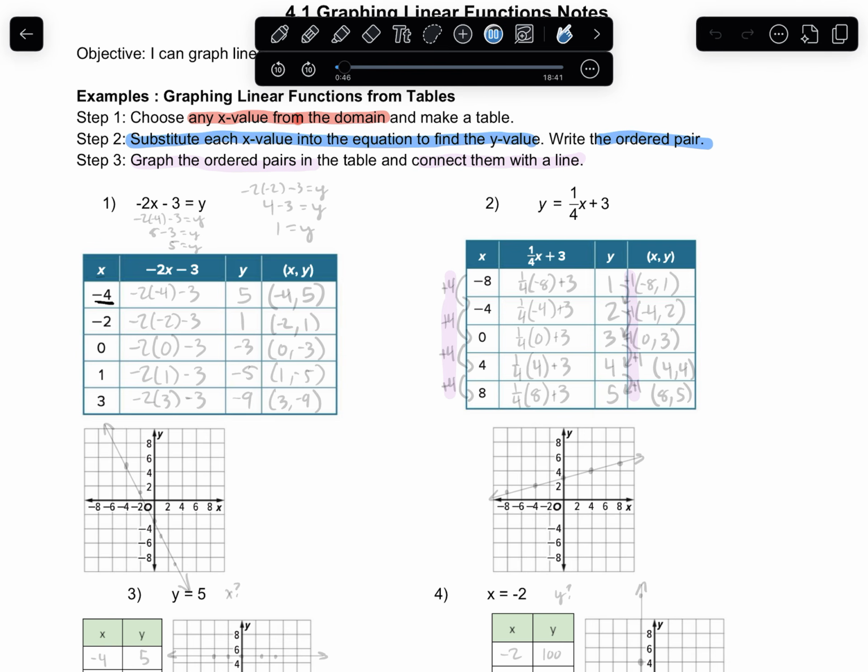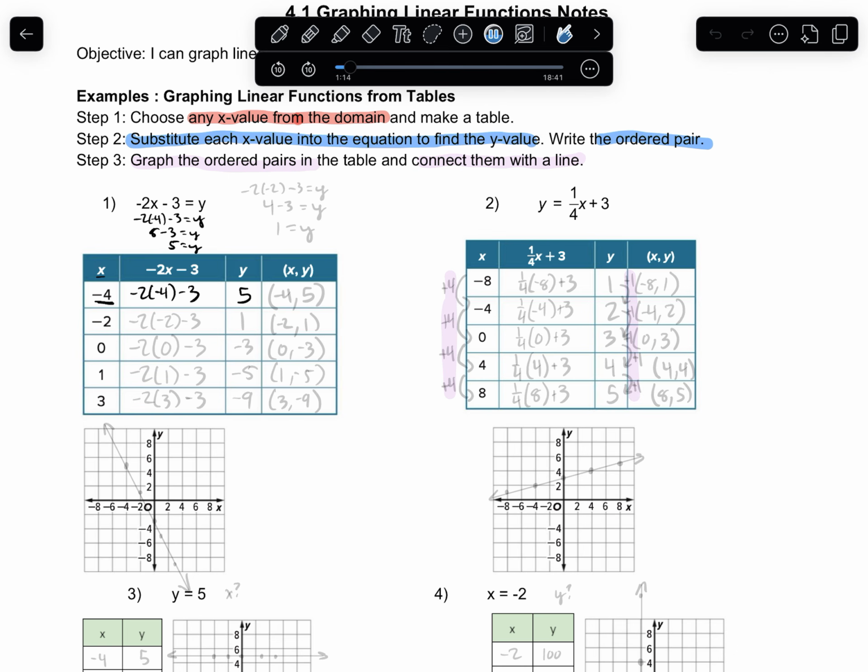My first value is -4, and that's for my x. So I'm just replacing x with -4. So -2 times -4 minus 3 equals y. And the whole goal is what is y? So then -2 times -4 makes 8, minus 3 equals y, so then 5 equals y. So 5.